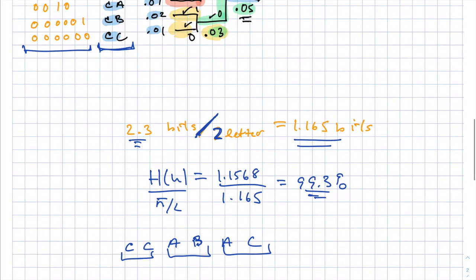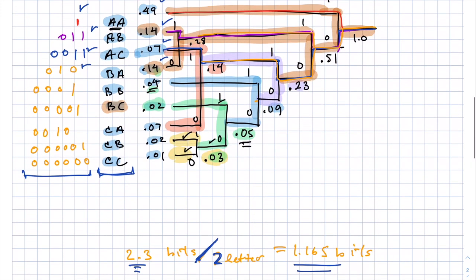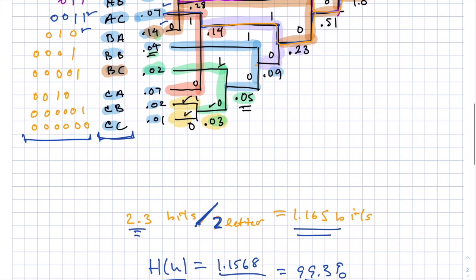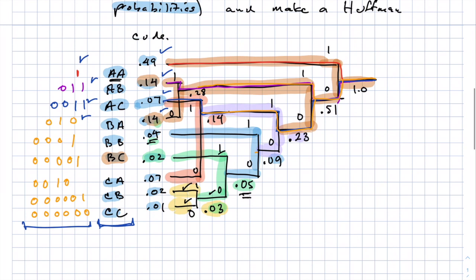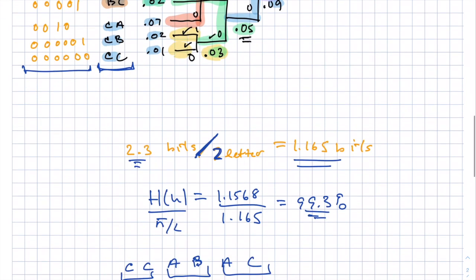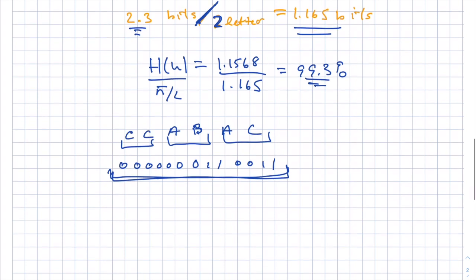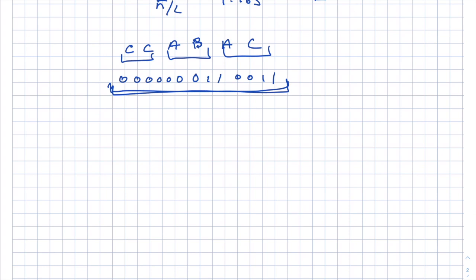So I look at CC and I get 6 zeros. I look at AB and I get 0, 1, 1. Then I look at AC. AC is 0, 0, 1, 1. I realize this is going to be the message that I get, and now I need to be able to decode that. As I'm going through this, I take this bit at a time. This is what it means to be prefix.